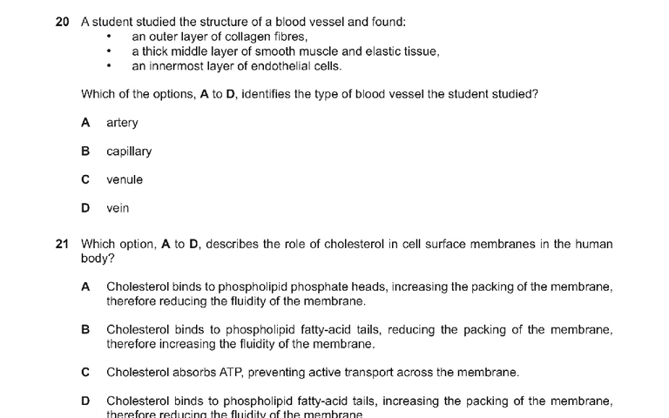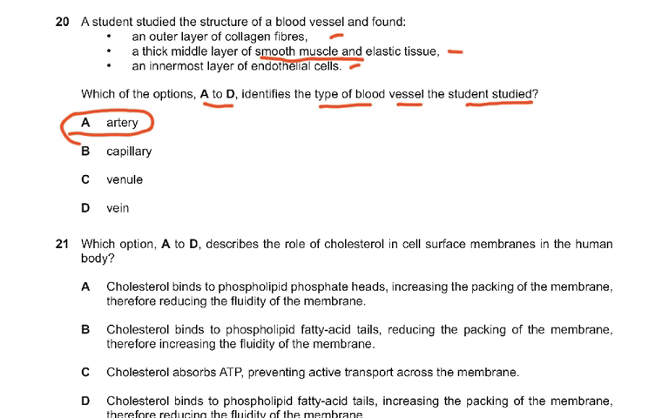Now coming to question number 20. A student studied the structure of a blood vessel and found an outer layer of collagen fibers, a thick middle of smooth muscle and elastic tissue, and an innermost layer of endothelial cells. Which of the options A to D identifies the type of blood vessel the student studied? Of course, the answer is A because smooth muscle is only found in arteries.